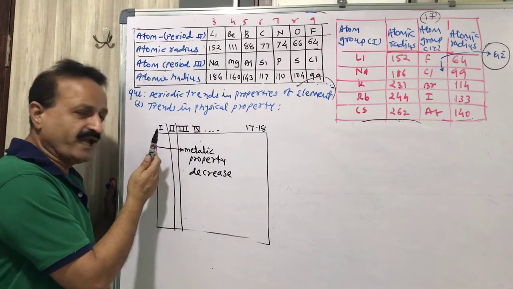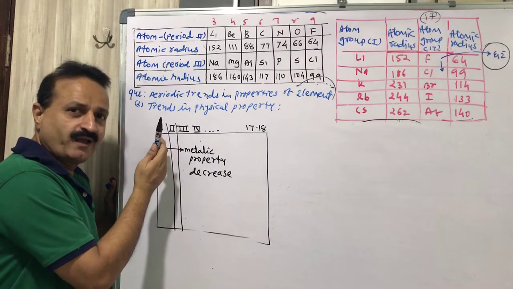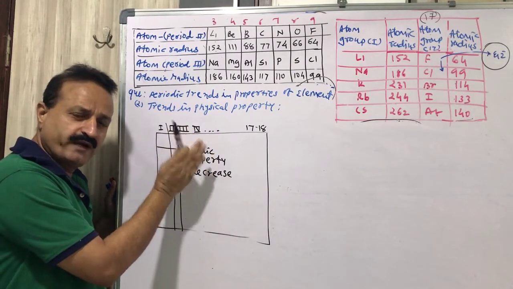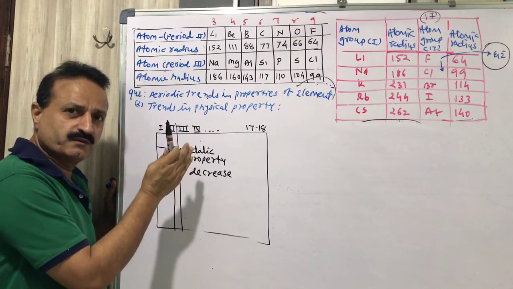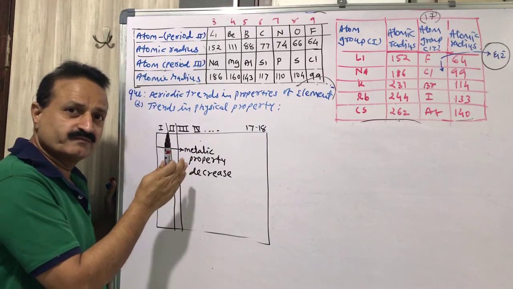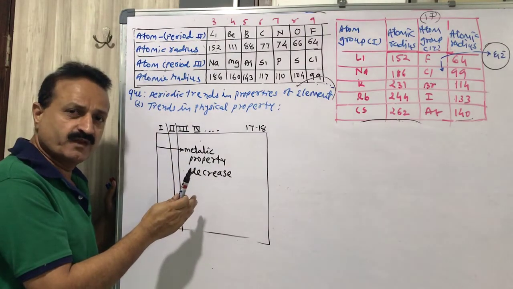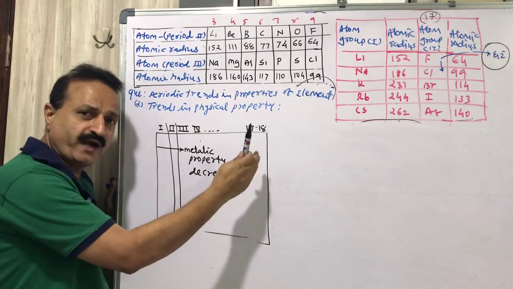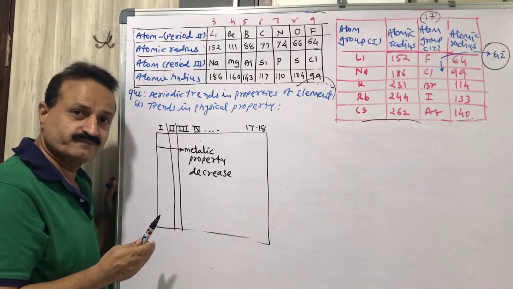So on the left side of the periodic table, elements have metallic property. As we go to the middle, metallic property decreases. At the middle of the periodic table, carbon, silicon, titanium, like that germanium are semi-metals, and after semi-metals, as we go left to right in a period, we have non-metal elements.